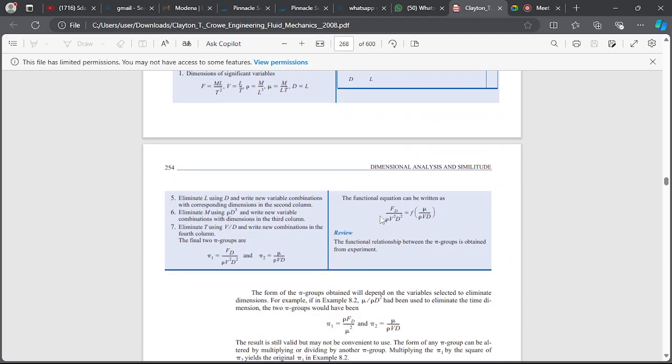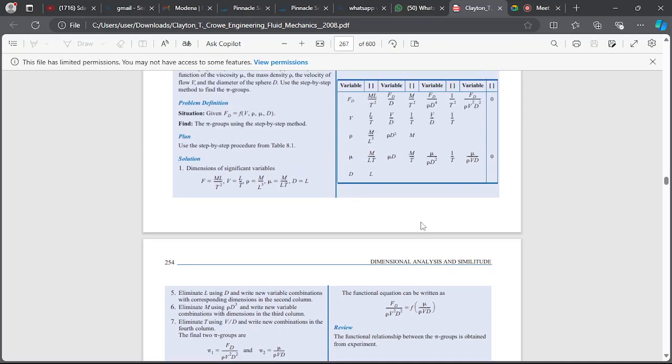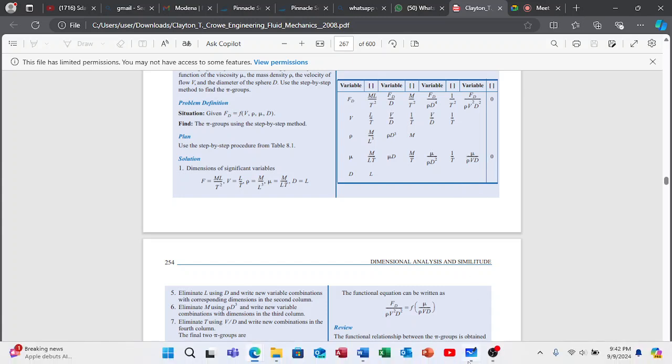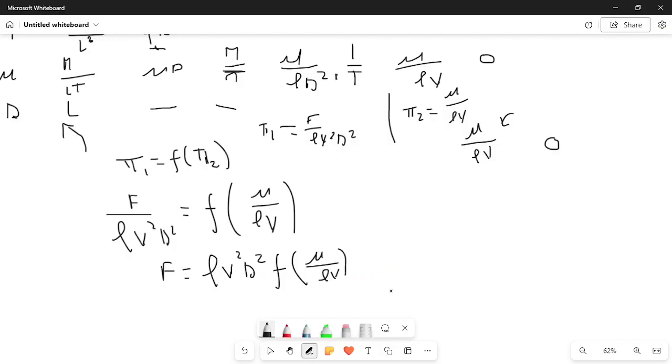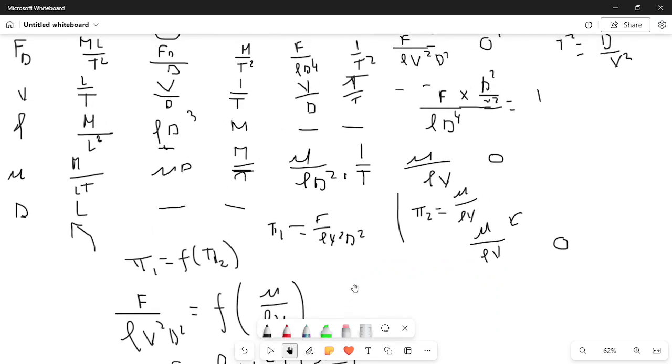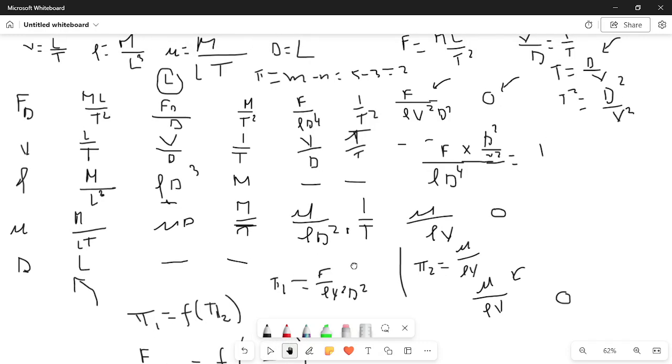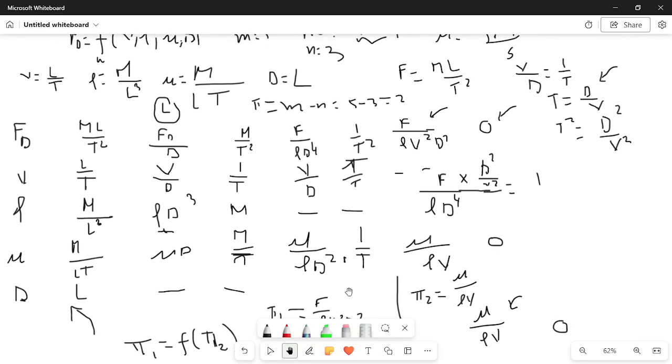Yeah, we can do it like this. Was there a mu here? Did we miss something? Something is missing here. Let's see what we did wrong here. We need to fix this. We are getting mu over rho v d.